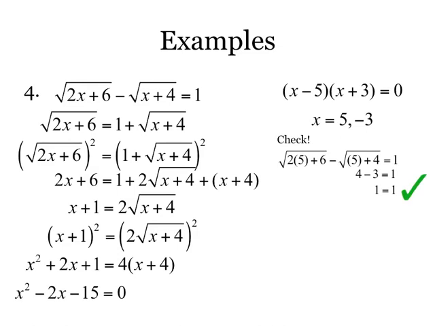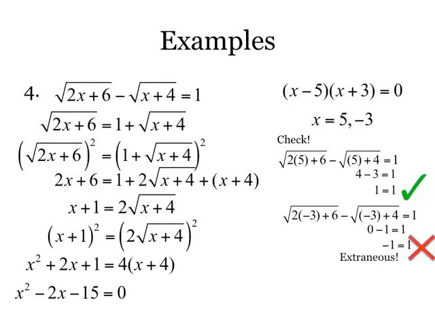And now let's plug in negative 3. So 2 times negative 3 plus 6, that's negative 6 plus 6, so that's 0. And then we have negative 3 plus 4, that's 1, so square root of 1. So now we have 0 minus 1 equals 1, and that's negative 1 equals 1, which is not true. So this is going to be extraneous. So our only answer in this problem is going to be x equals 5.